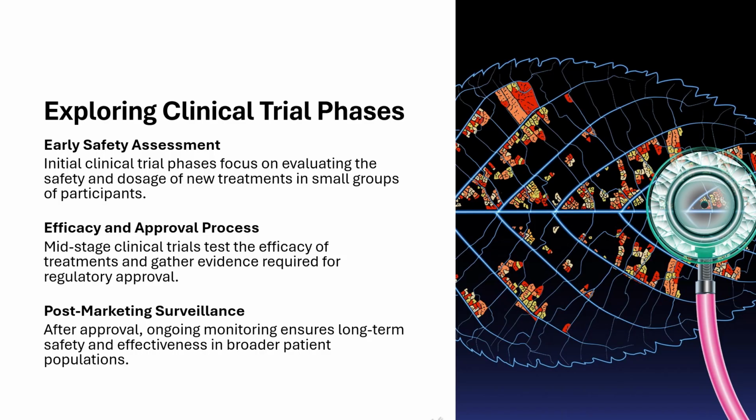Next, we move to the efficacy and approval process, Phases 2 and 3. These mid-stage trials assess how effective the treatment is, and collect the data needed to apply for regulatory approval. These phases involve larger groups of participants and often include comparisons to standard treatments.